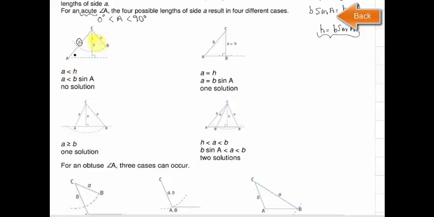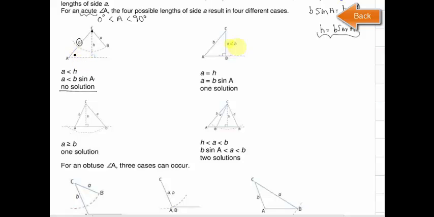Let's take a look at the situation where A is less than H, meaning that A is shorter than the height of our triangle. If I swing arm A, so let's say there's a hinge here, and I swing arm A to the left, you can see that it's never ever going to touch the base of this triangle. Because it's never going to connect with the base of my triangle, there is no solution. So when A is shorter than the height, there is no solution. And remember, A has to be an acute angle.